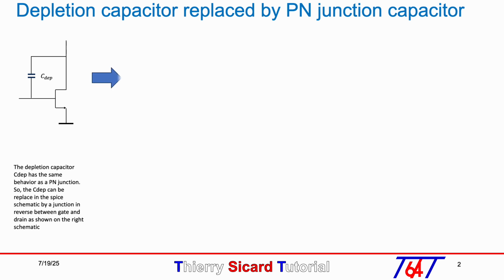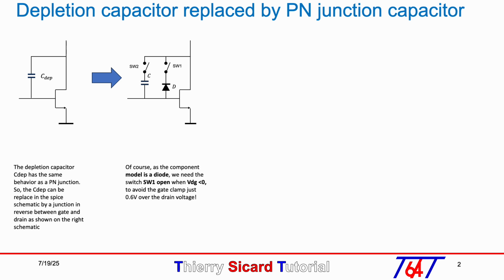This nonlinear capacitor behaves like a PN junction capacitor inversely proportional to the square root of the voltage VDG when VDG is positive. Thus, to create a specific LDMOS model using the basic SPICE simulator, we can replace the CDEP with a PN junction diode.